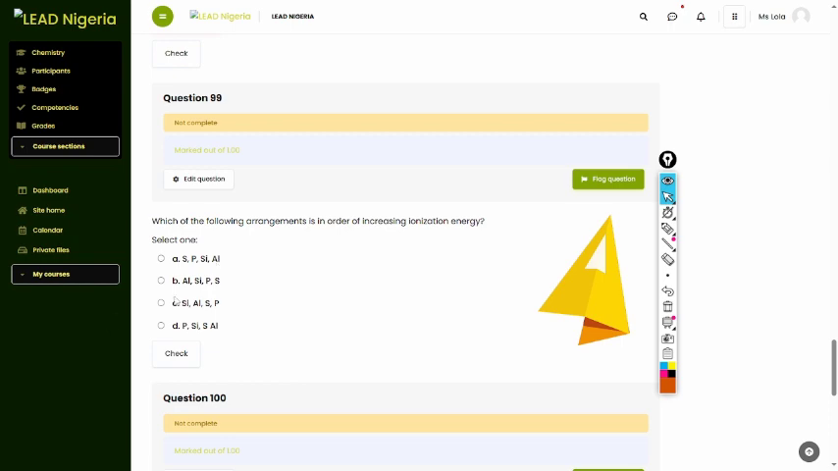So if we're to arrange this in order of increasing ionization energy, we go from the lowest group to the highest group. So the lowest group to the highest group would be aluminum, silicon, phosphorus, and sulfur. So sulfur has a higher ionization energy than aluminum because the attraction between the nucleus and the outermost shell of sulfur is stronger than that of aluminum. So the answer is B.